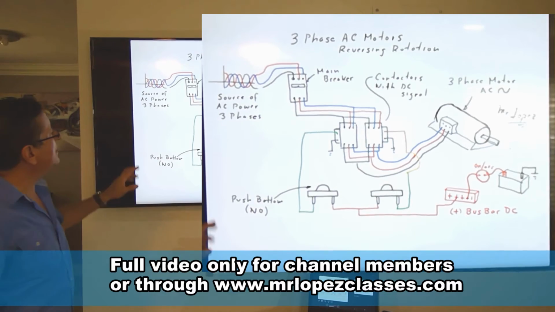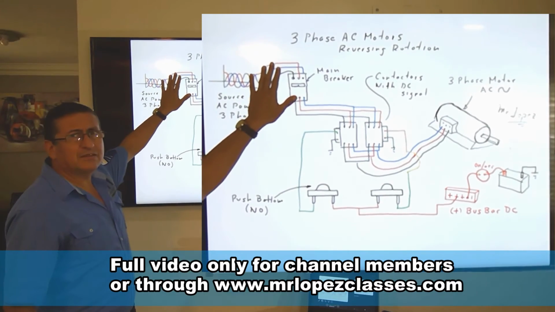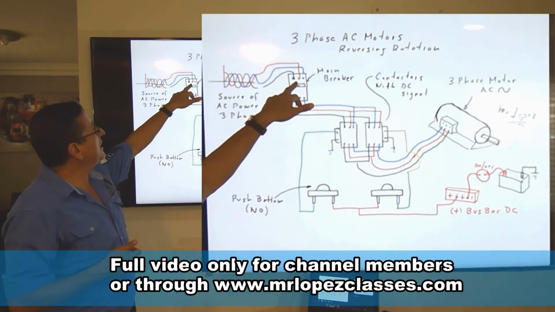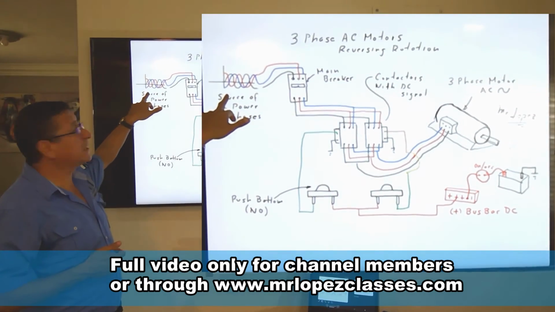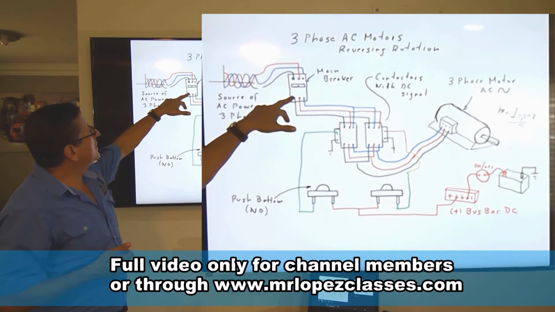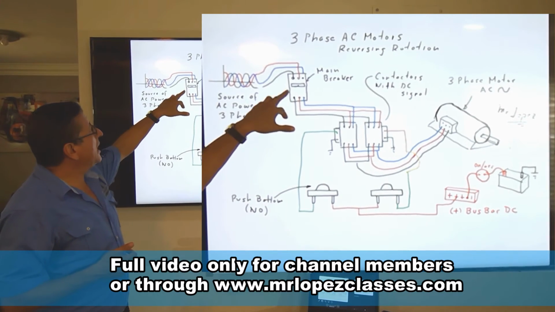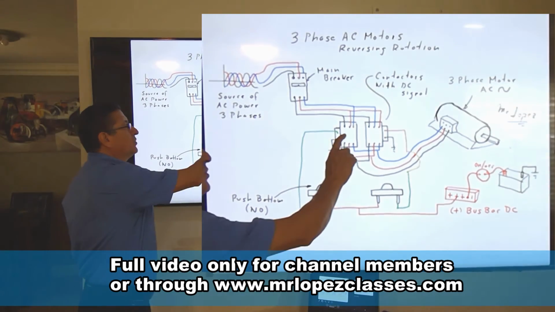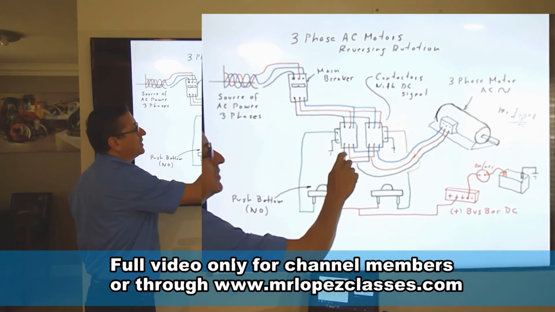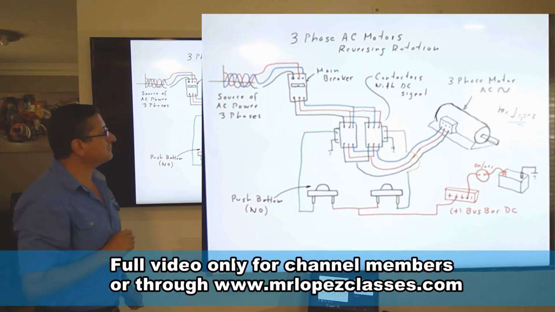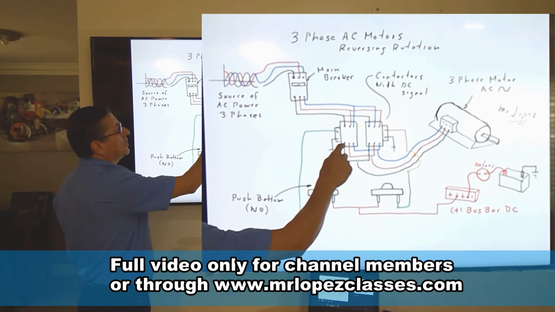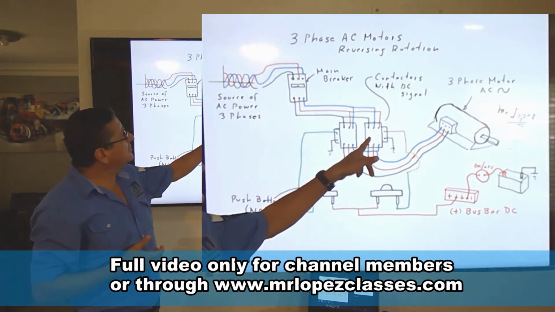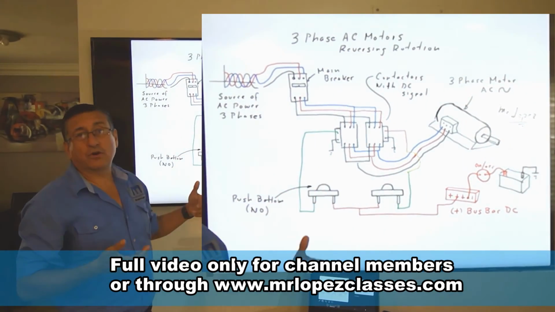If you check the schematic, I have the main breaker. That's the main breaker that you have in your AC panel. And this is the AC power, coming from the source of the power, 3 phases. And this is the output of the main breaker. The output of the main breaker enters a couple of contactors. I have 2 contactors here, 3 inputs, 3 outputs, 3 inputs, 3 outputs. The first contactor is for clockwise rotation, and the second contactor probably for counterclockwise.